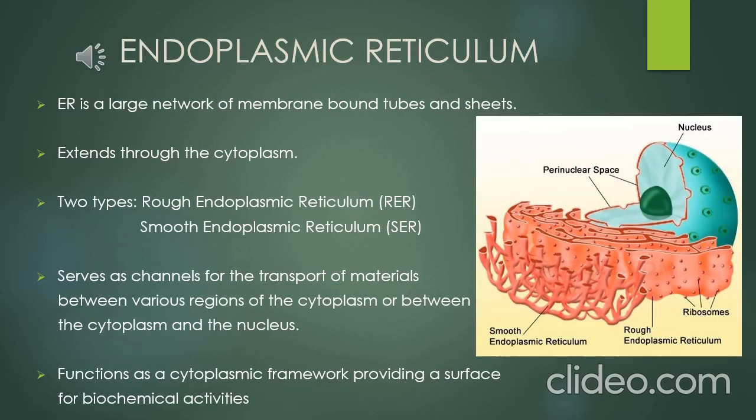First cell organelle is endoplasmic reticulum. In short, we call it ER. It is a large network of membrane-bound tubes or sheets. It extends through the cytoplasm. It is again of two types: rough endoplasmic reticulum, which we call RER, and smooth endoplasmic reticulum, which we call SER. It is rough due to the presence of ribosomes on its surface. That's why we call it rough endoplasmic reticulum.